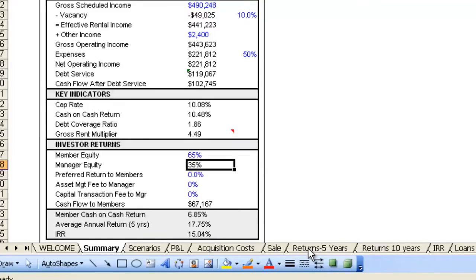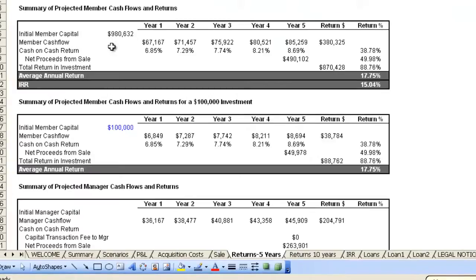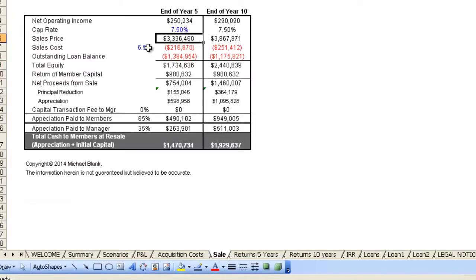We'll go into the returns over 5 years, and we can see what their returns look like and how it breaks down. So we have the member cash flow here each year. This is the cash that we're distributing from this deal. And then in year 5, the members, in addition to getting their money back, make a profit of $490,000. And if you look at that, it comes from the sale tab. It assumes the cap rate that we're selling at.